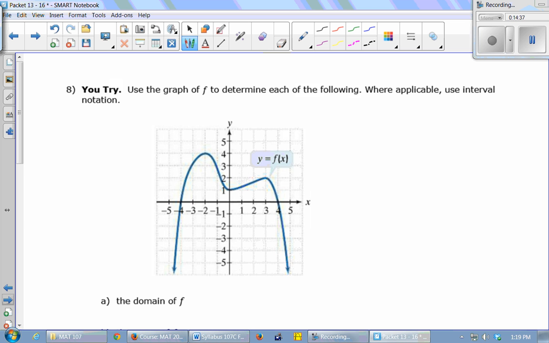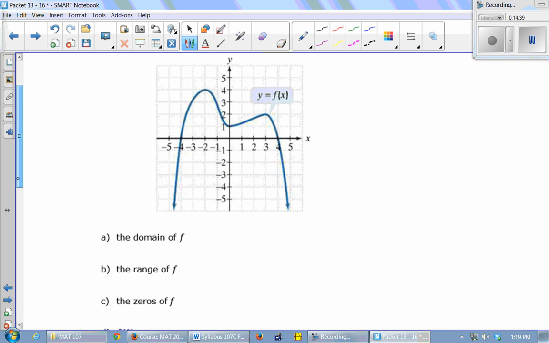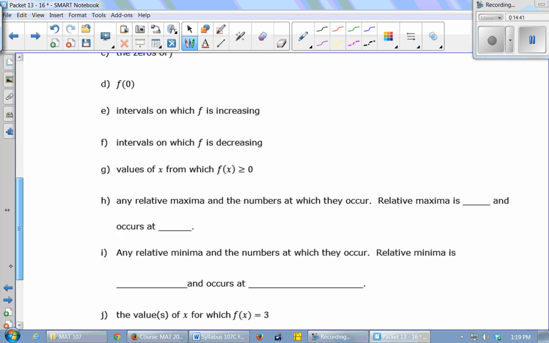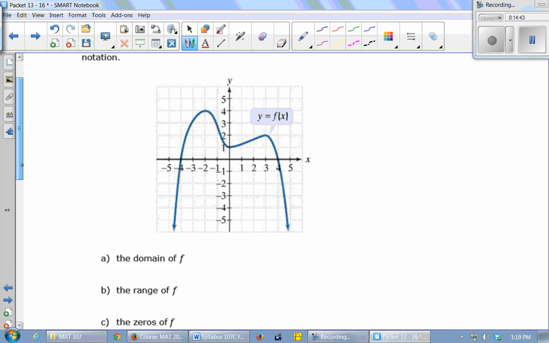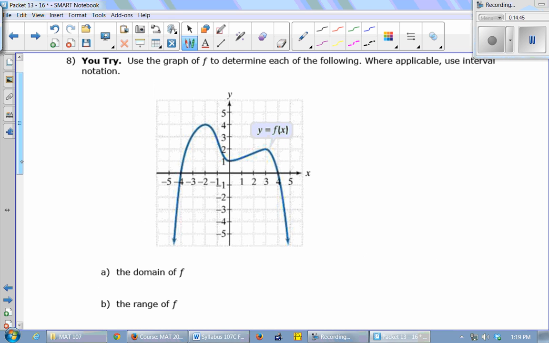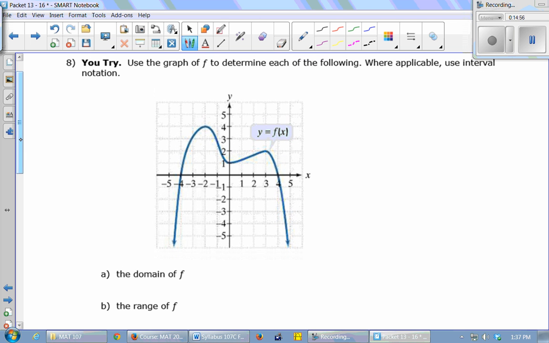Okay, so I want you to answer some questions about this graph F here. Domain, range, zeros. I'll come around and help if you have questions. So we're going to use the graph of F to answer all of these questions. Use interval notation whenever it's applicable.